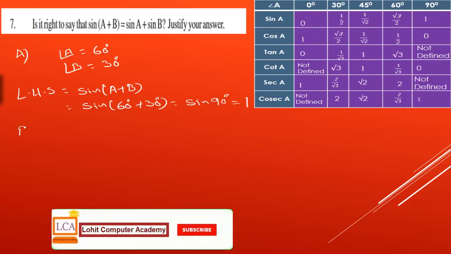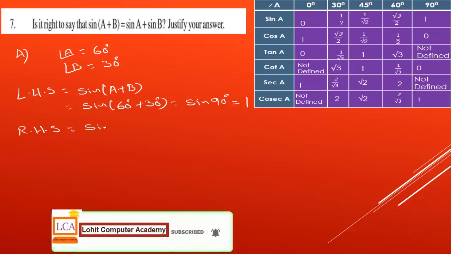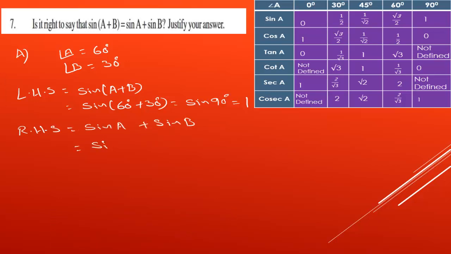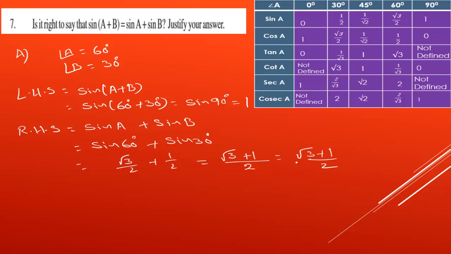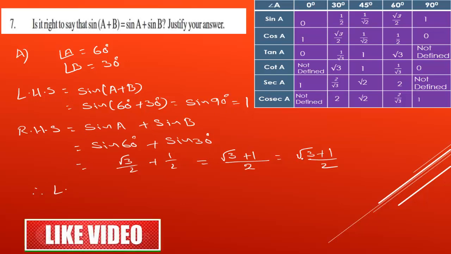that equal to 1. And RHS is sin A plus sin B, that equal to sin 60 plus sin 30, that is sin 60 means root 3 by 2 plus 1 by 2, that is LCM is 2. In the numerator we get root 3 plus 1, that equal to root 3 plus 1 by 2. Here LHS we got the answer as 1 and RHS we got root 3 plus 1 by 2, that is LHS is not equal to RHS.